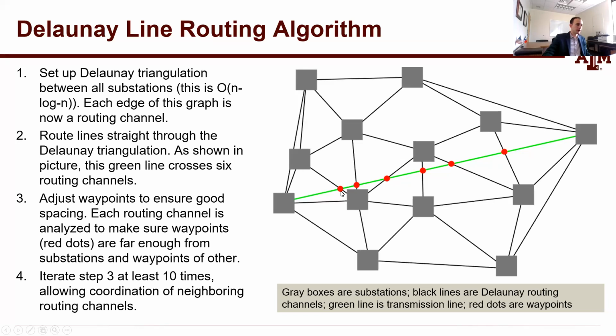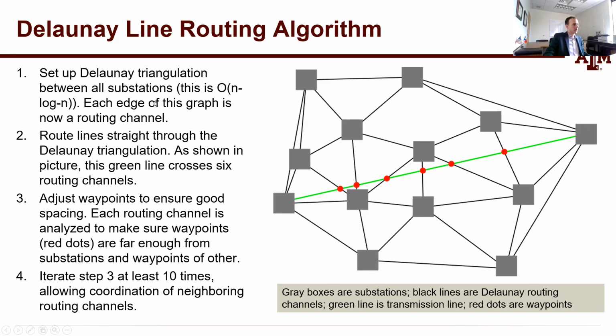And then you can say, okay, well, this line is getting a little close to this substation right here, and you can adjust these waypoints along these routing channels in order to create a little bit nicer spacing around these substations. So you might move these two out a little ways. And so the algorithm is not that complicated.